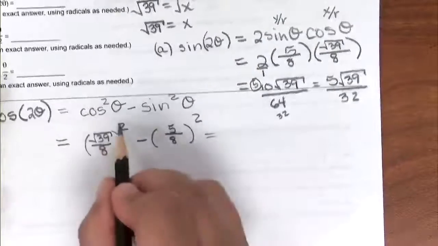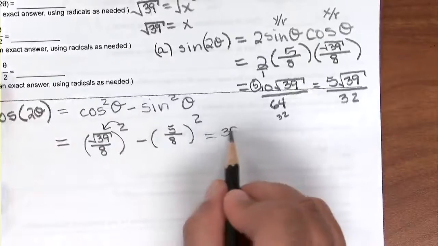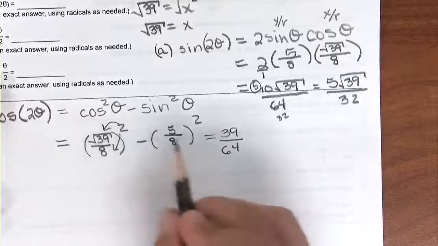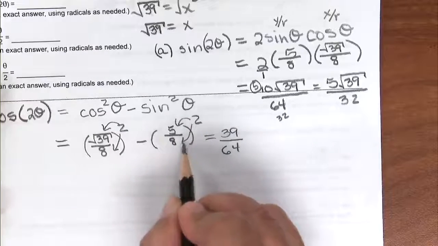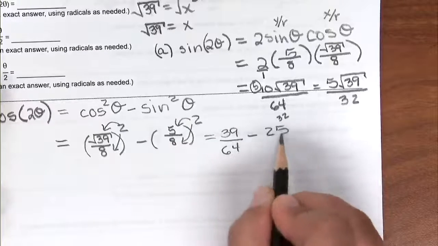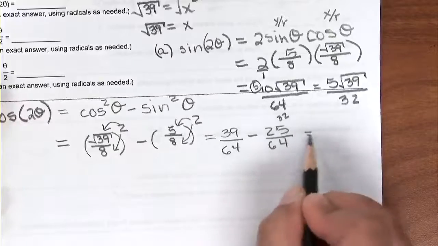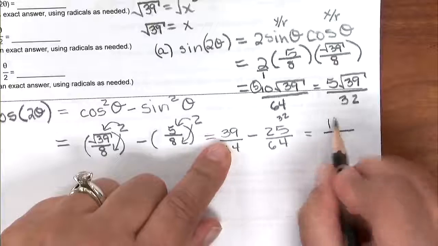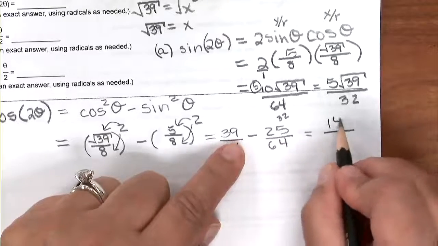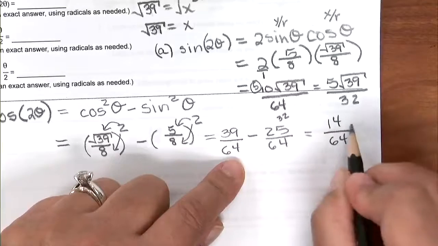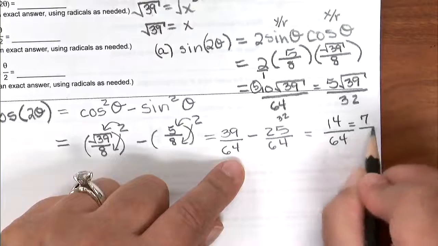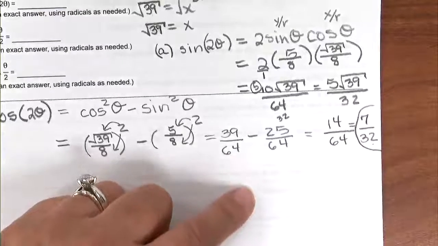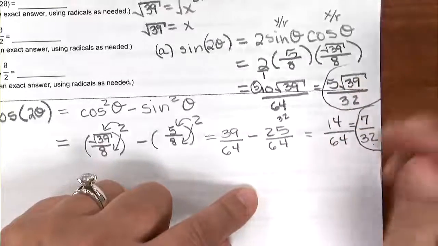So when you square the top, you get 39. When you square the bottom, you get 64. Don't forget to do that here as well as here. Square the top, square the bottom. Okay, when you subtract, you get 1. Then you get 14 over 64, and then you can reduce it to 7/32. So that's the answer for B. This is the answer for A.